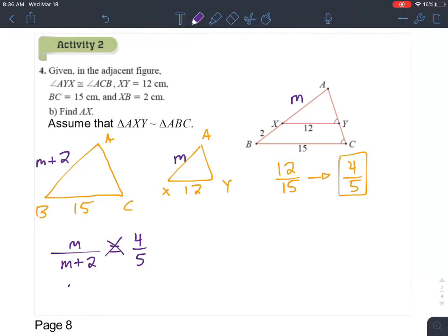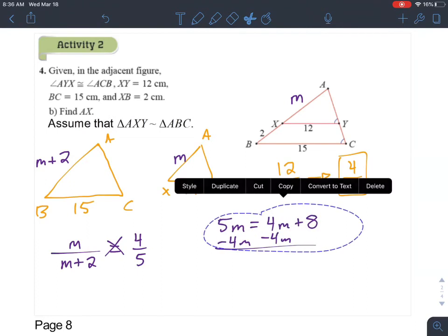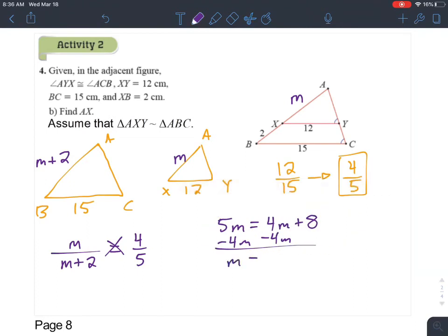Now we can cross multiply. So we get 5M equals, and then don't forget to distribute here, so it's 4M plus 8. We're going to subtract 4M from both sides. And I'm going to give myself some more space here, so I'm going to move this over. We get M equals 8. And M was what we called AX. So that is our answer.